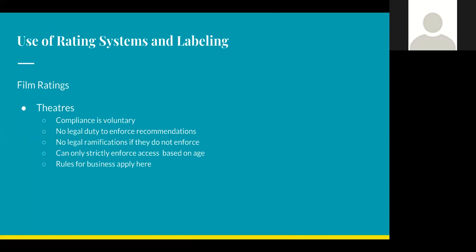But there's also no legal ramification if somebody that's under 17 buys a ticket to an R-rated movie, because it's completely voluntary. Businesses can only enforce that restriction of access based on age. That's the one area that they can fall under the business rules. So that's how they get away with it.